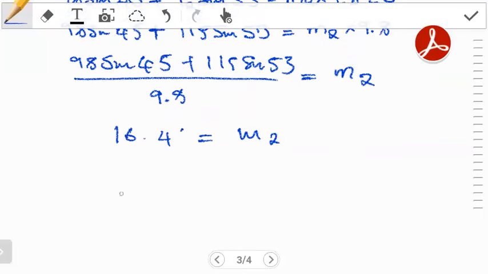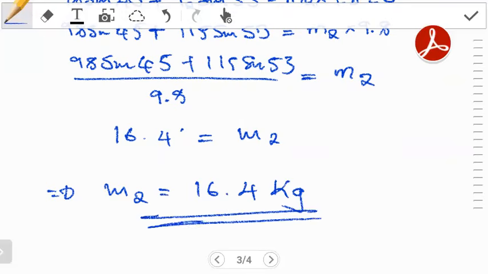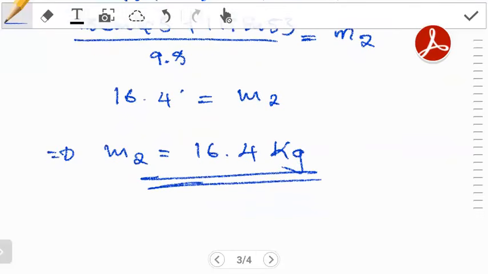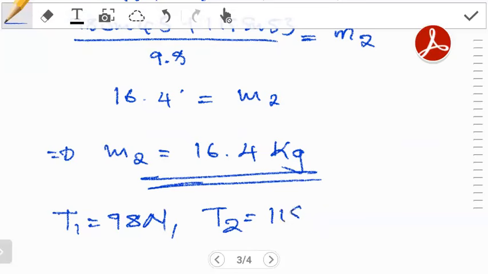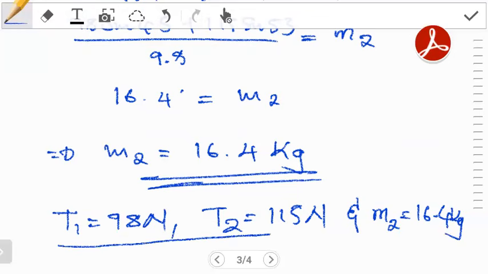So therefore, m2 is equal to 16.4 kgs. Okay, so with that, we worked out all the quantities they wanted us to find. They wanted us to find T1. We found it was 98 newtons. Then they wanted us to find T2. We found T2 as 115 newtons. And then lastly, they wanted us to find m2, and we found 16.4 kgs. So these are the quantities that we found.